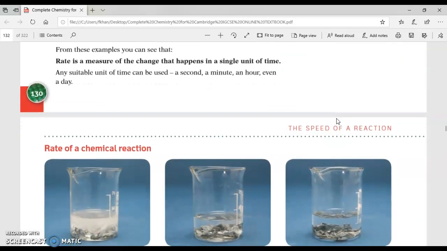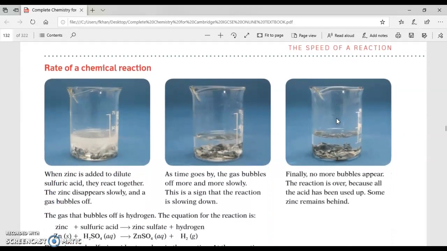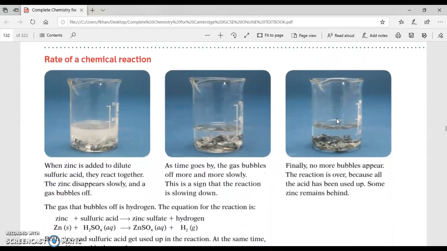Now, you can say any suitable unit of time: second, minute, hour, even a day. Right, here's a chemical reaction: zinc and sulfuric acid. It's quite a slow reaction, I must say. The zinc disappears slowly, a gas is given off.